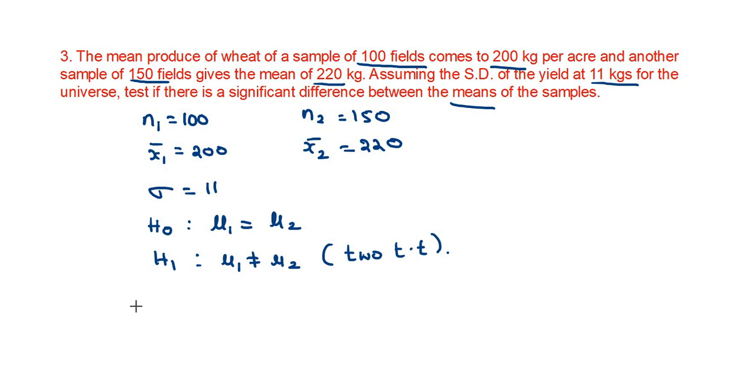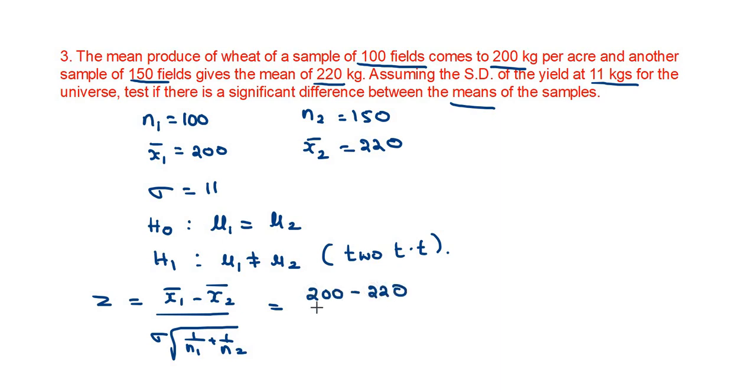Third step, we are going to write the formula Z. Here we have X1 bar, X2 bar and sigma. We don't have two sigma values or two S values. So we are going to use case 3 formula, X1 bar minus X2 bar by sigma into root of 1 by N1 plus 1 by N2. This is the formula, which is equal to X1 bar is 200 minus X2 bar is 220 by sigma is 11 square root of 1 by N1 is 100 plus 1 by 150. So now we'll calculate this.